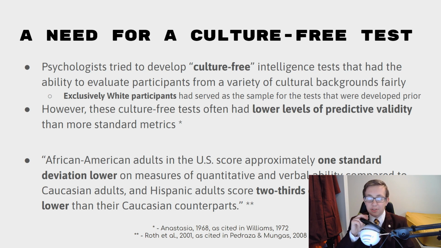modern intelligence quantification. African American adults in the U.S. score approximately 1 standard deviation lower on measures of quantitative and verbal ability compared to Caucasian adults, and Hispanic adults 2/3 of a standard deviation lower. Think about it like this. If I were to go out and take an IQ test right now, and I was a black individual, on average, the test is designed in a way where I will score an 85 on these quantitative and verbal ability sections just because of my race and just because of my cultural upbringing.